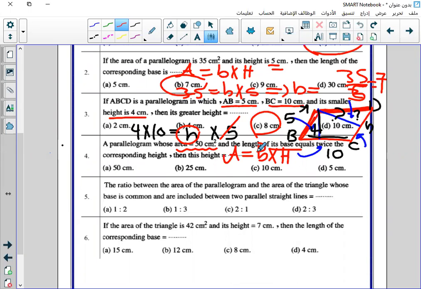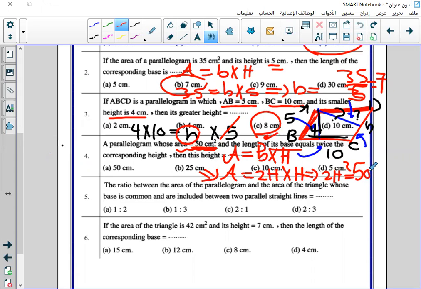And in the given, base equals what? Base equals twice the height, so we can substitute the base by double the height, 2h. Then 2h times h, the result is 2h power 2. So 2h power 2 equals the area, 50 square centimeter.